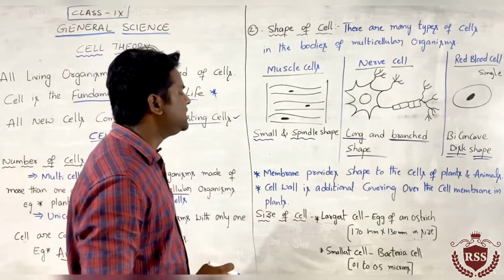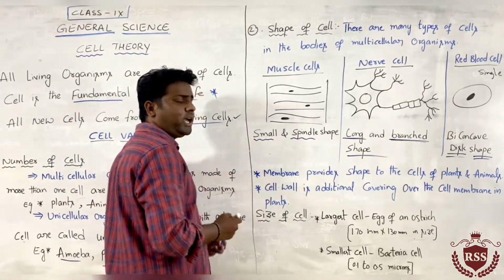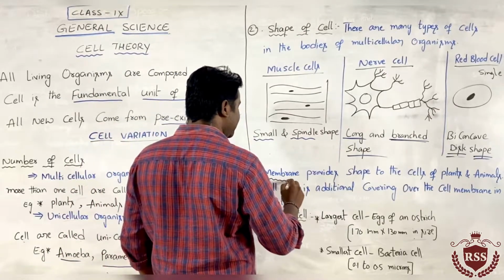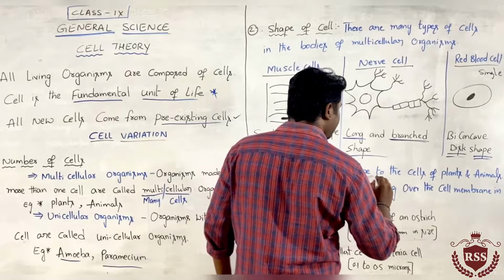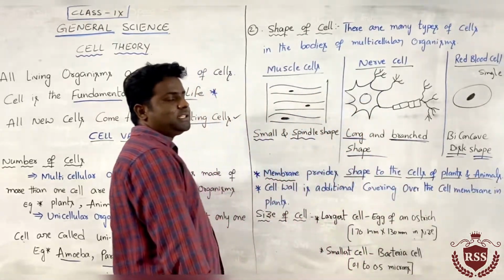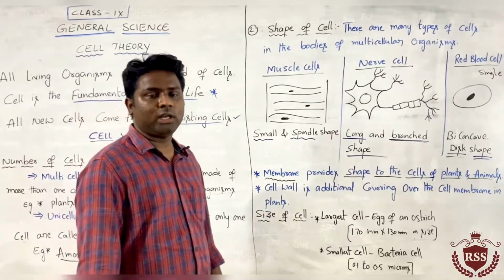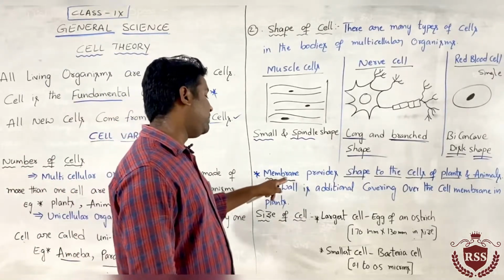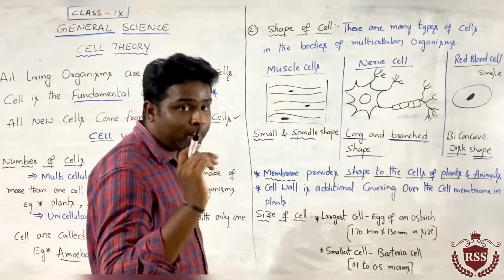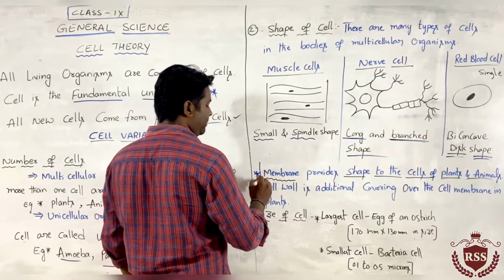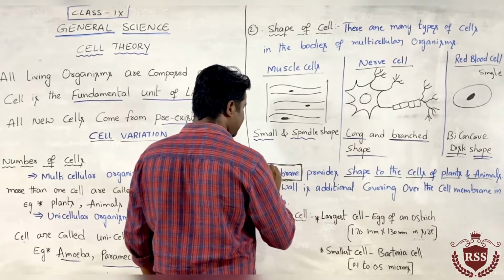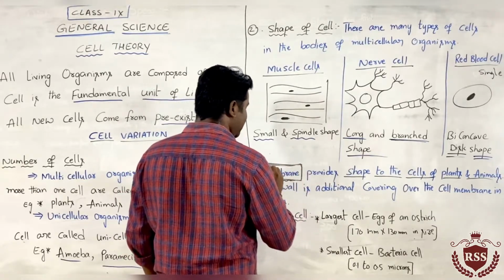Every cell consists of a membrane. That membrane provides shape to the cells of plants and animals. Every plant and animal is composed of cells only. Keep it in mind: the membrane provides shape to the cells.